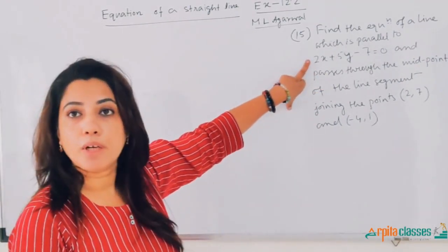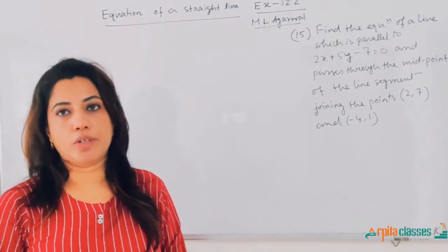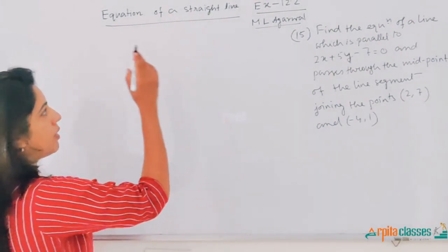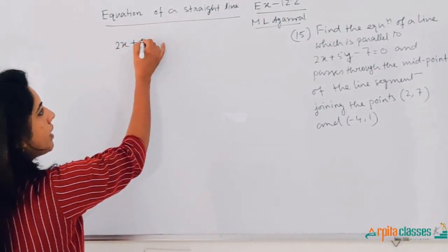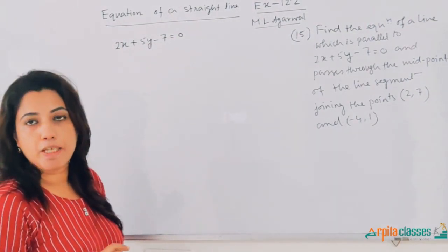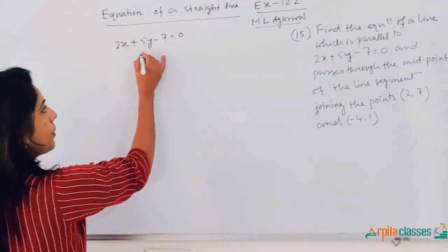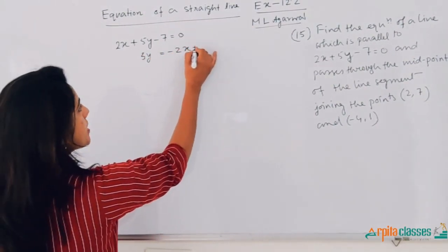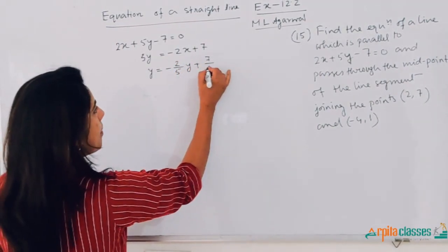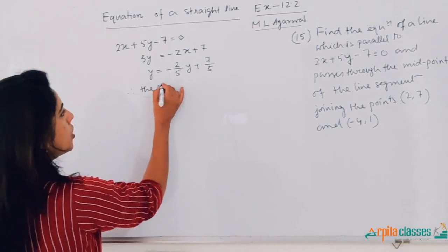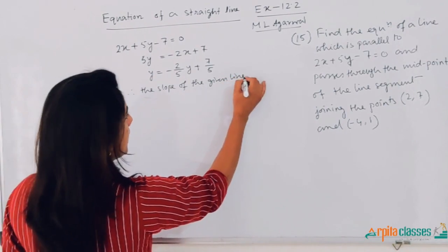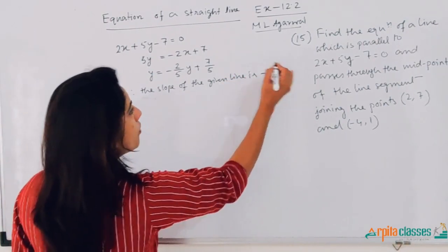We have the slope of the required line, so we can get the equation. Let us start from the given information, that it is parallel to the given line 2x plus 5y minus 7 equal to 0. Let us convert it into y is equal to mx plus c, so that we get the slope from here. 5y is equal to minus 2x plus 7, or y is equal to minus 2 upon 5 x plus 7 upon 5. Therefore, the slope of the given line is minus 2 upon 5.